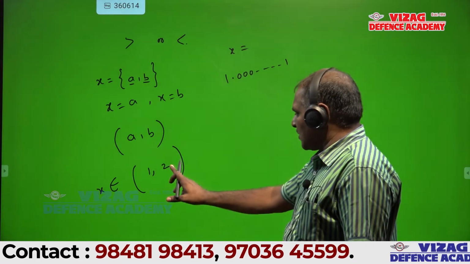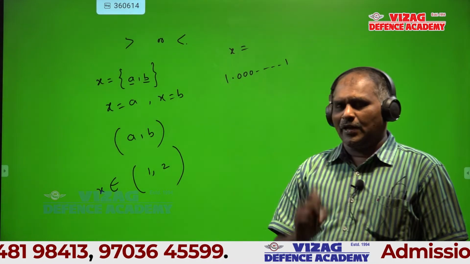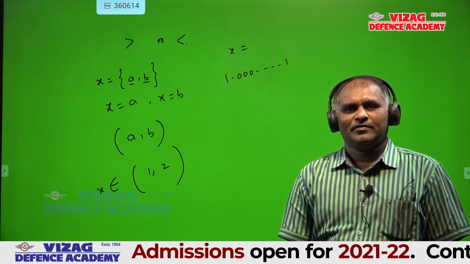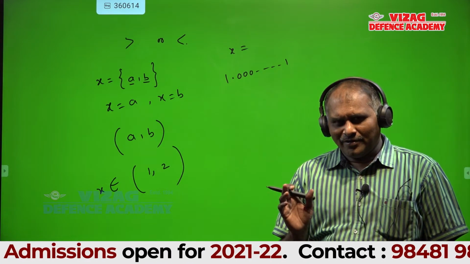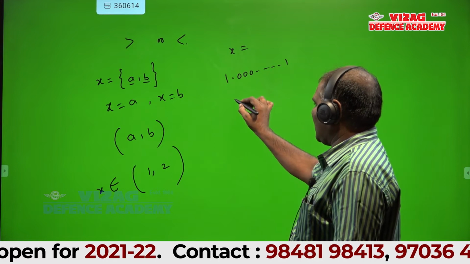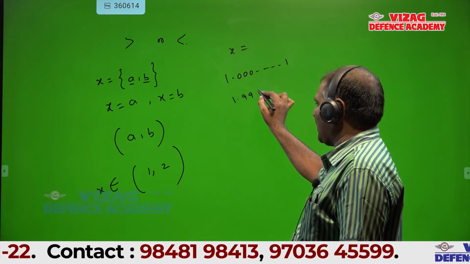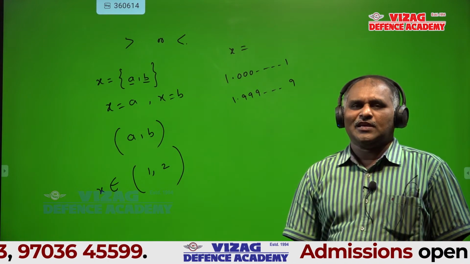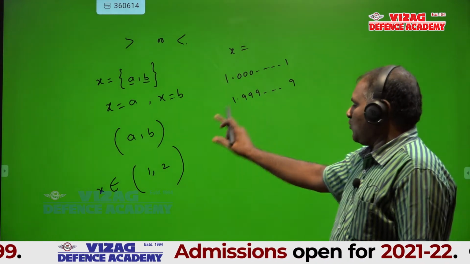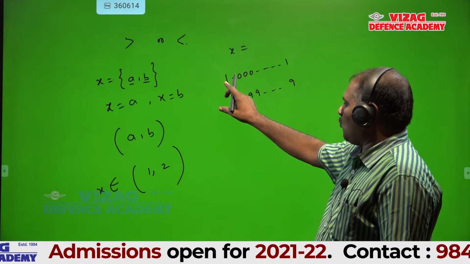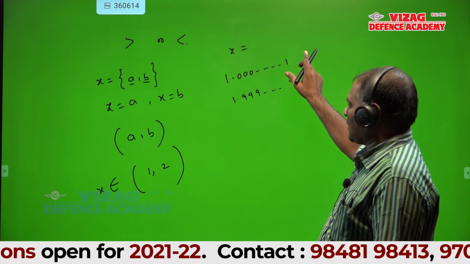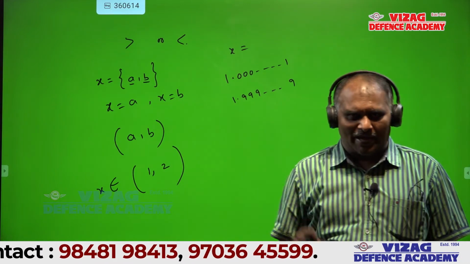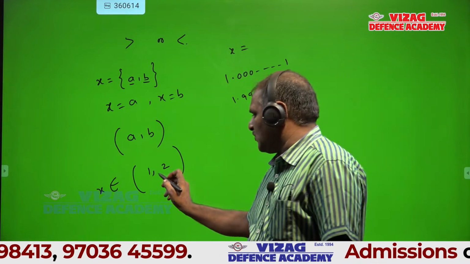Therefore, what is the immediate real number before 2? 1.9999999, very good. That is 1.9999 etc. up to 9. Therefore, 1 to 2 in between means from 1.000 etc. 1 to 1.999 etc. up to 9. This is the meaning of this one.